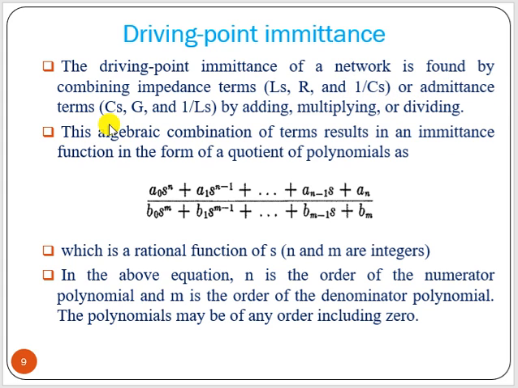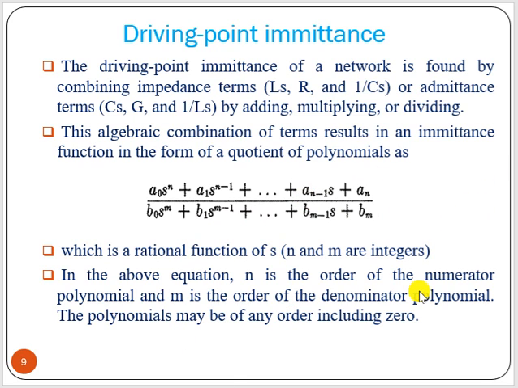For admittance parameters, resistor it will be G, inductor SL will be 1 by SL, and for capacitor, 1 by CS becomes CS, by adding, multiplying, or dividing. Now, this algebraic combination of terms results in an immittance function in the form of a quotient of polynomials such as a0 s^n plus a1 s^(n-1) up to an, over b0 s^m plus b1 s^(m-1) up to bm. Now, this is the rational function of s, where n and m are integers.